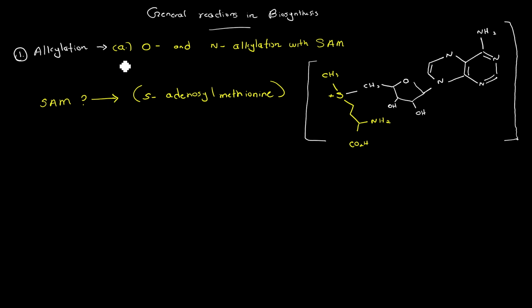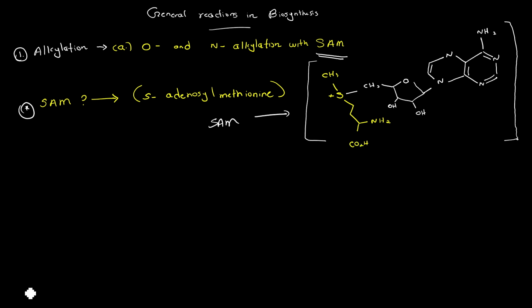There are types of alkylation. So the first type we are going to talk about is the oxygen and nitrogen alkylation with SAM. This SAM is very important. This is a molecule, right here I have mentioned it. So the SAM, we commonly say, is S-adenosyl methionine, right? So this is the molecule which we denote as SAM.